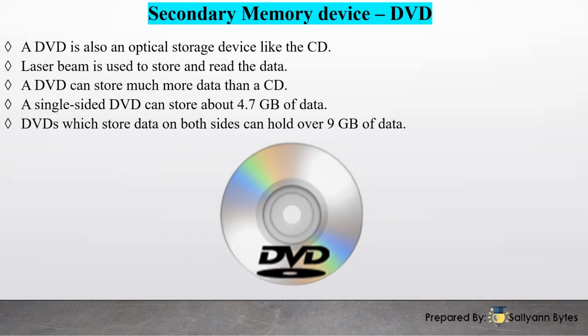The next secondary memory device is the DVD. A DVD is also an optical storage device like the CD. Laser beam is used to store and read the data. A DVD can store much more data than a CD. A single-sided DVD can store about 4.7 gigabytes of data. DVDs which store data on both sides can hold over 9 gigabytes of data.